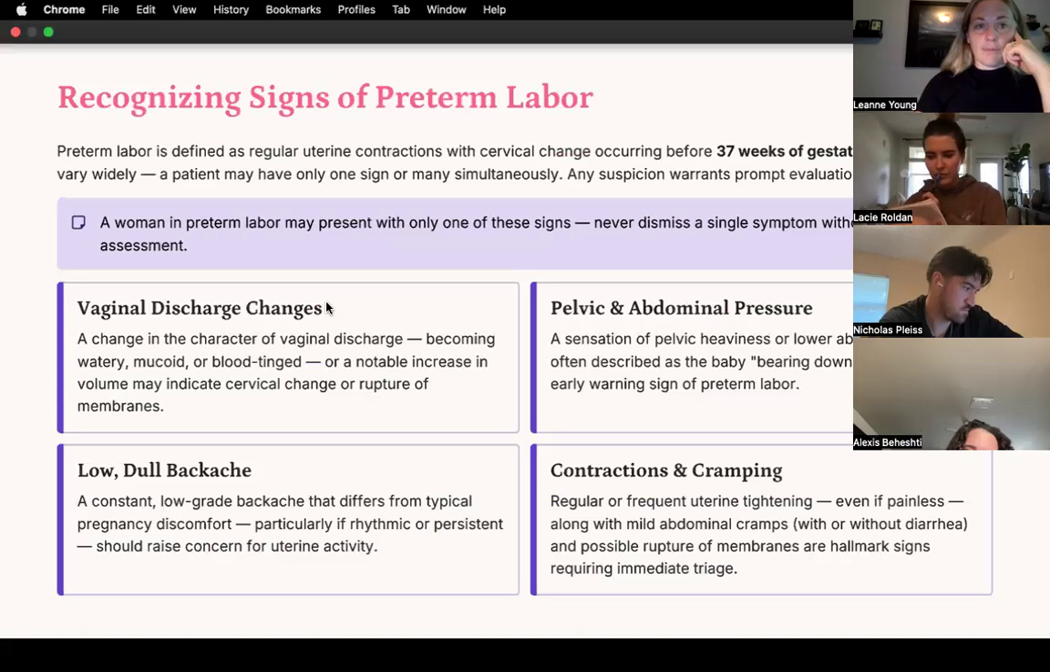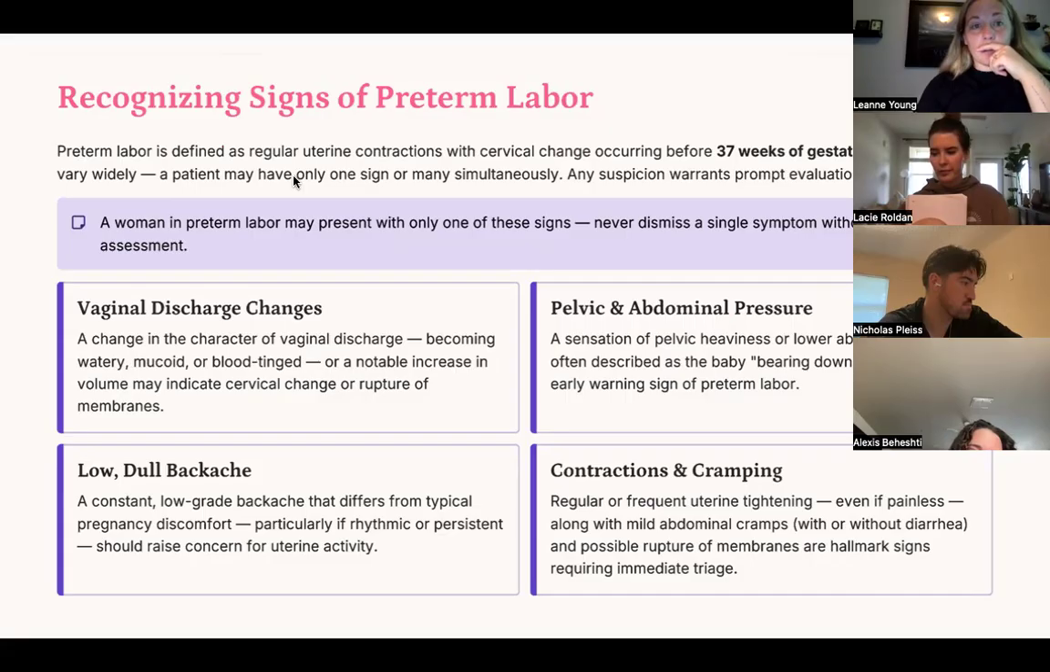All right. So, how are we going to, as the bedside nurses, recognize signs of preterm labor? How is a mom going to present clinically for us to think, oh, I think this baby might be coming early, we need to do some intervention? Okay. So, like we had said earlier in this presentation, preterm labor is defined as regular uterine contractions with cervical change occurring before 37 weeks of gestation.